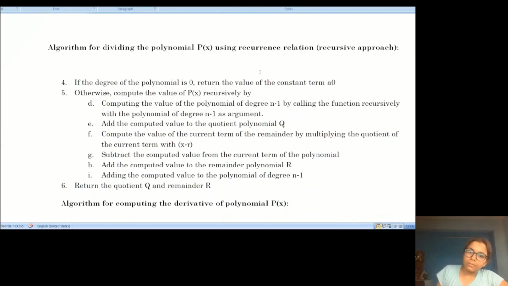For the recursive approach, again we have to do the same thing. We have to check if the polynomial is 0. If it is 0, then we have to return the constant term. Otherwise, we have to compute the value of p(x) recursively. Again, we have to compute the value of the polynomial of the degree by calling the function recursively with the polynomial of degree n minus 1 as argument.